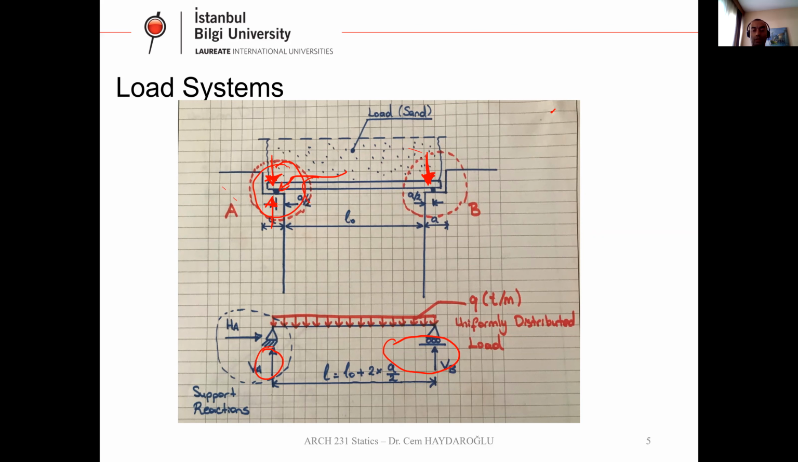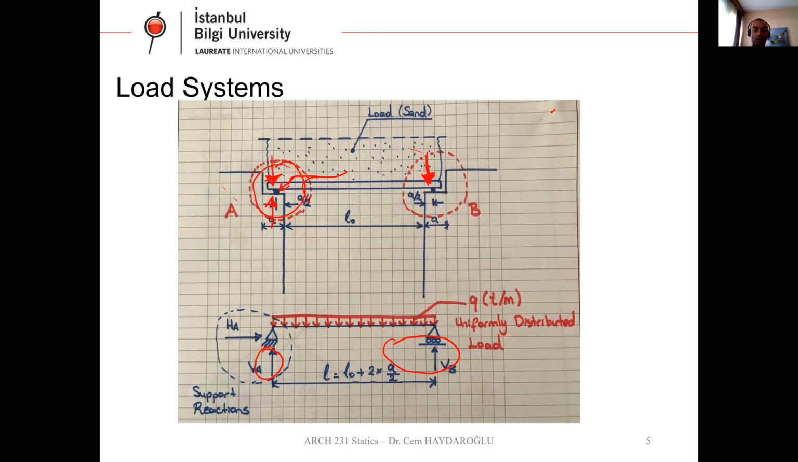Because if these supports don't give a reaction, this system fails. That means there is no support over there. There should be something. If you are standing on a floor, your weight goes through your feet to the floor, and the floor gives back the same amount of support reaction to your feet. Otherwise, this system fails. Okay.